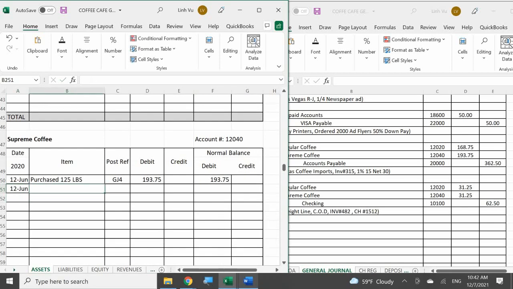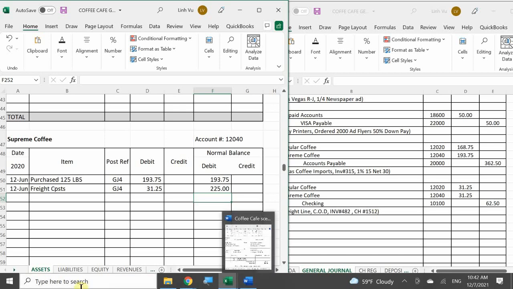I have freight costs for my Supreme coffee for another $31.25. So therefore, what should be my grand total of my Supreme coffee? I believe 224. 225.25. No worries. Okay.